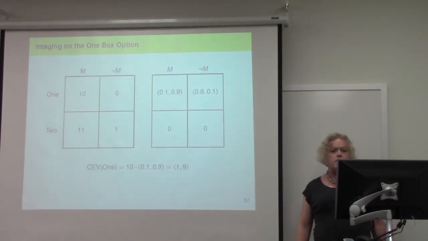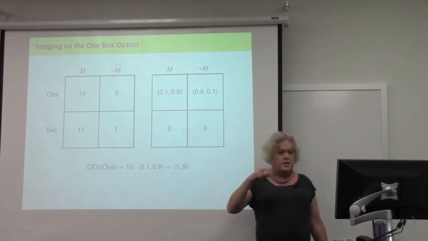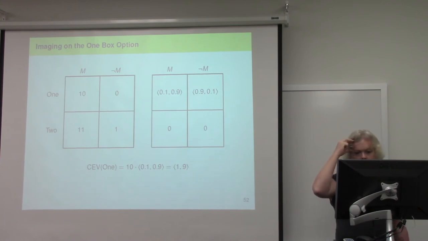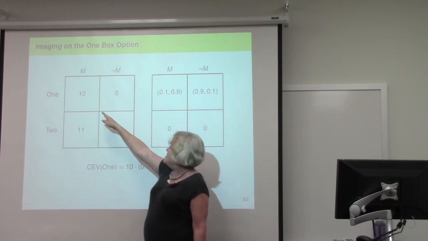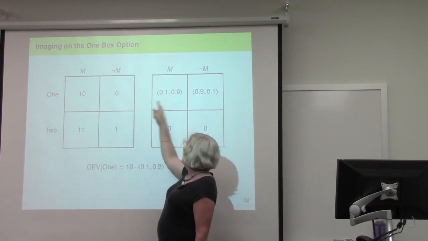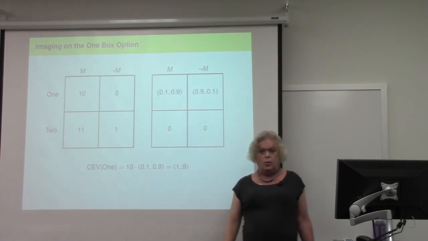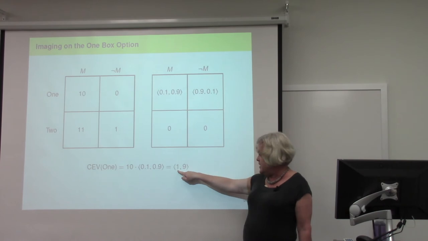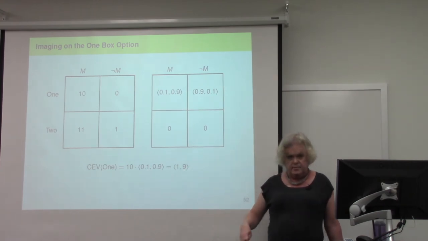So imaging on the one box option, we get these updated indeterminate credences, and then when we multiply by the values of the outcomes, we get 10 times this plus 0 times that, and 10 times this is the ordered pair 1, 9, right? Where 1 corresponds to the value of not making the one box choice and 9 is the value of making it, right?